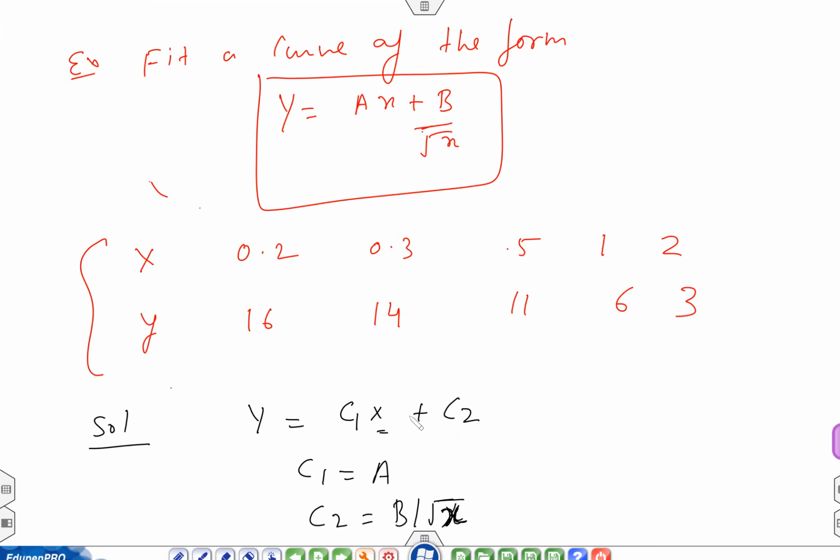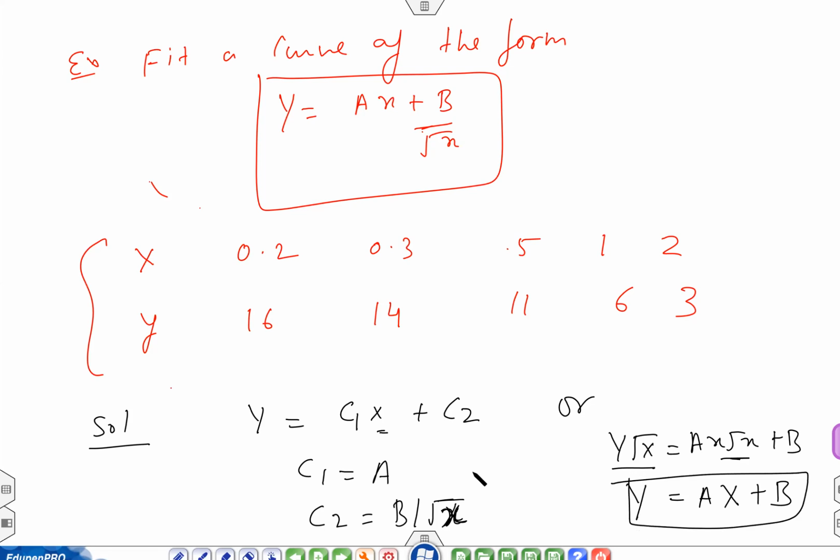So you can just form a table of this form. It's up to you how you write it. Otherwise, you can also proceed like y under root x equal to a x under root x plus b. You can treat capital Y equal to this, take capital X as this, and A and B as they are. So it's up to you how you proceed. The main thing is that you try to write the function form in terms of a straight line or a parabola, depending on the degree of the polynomial.